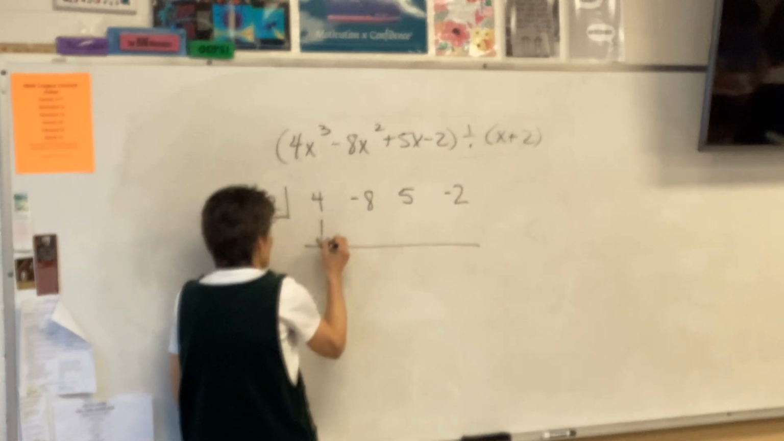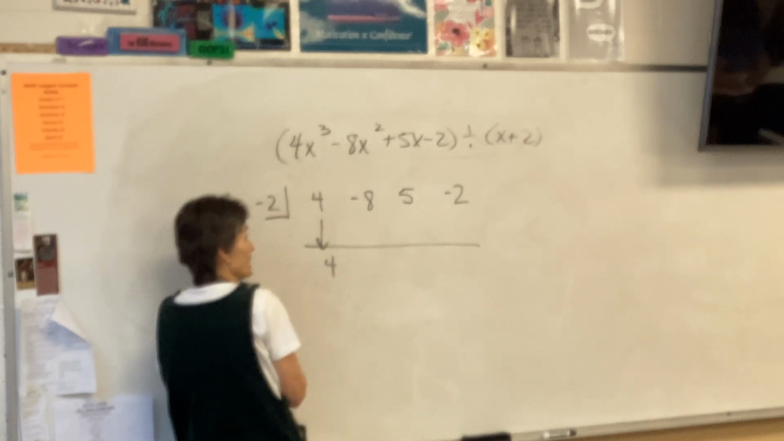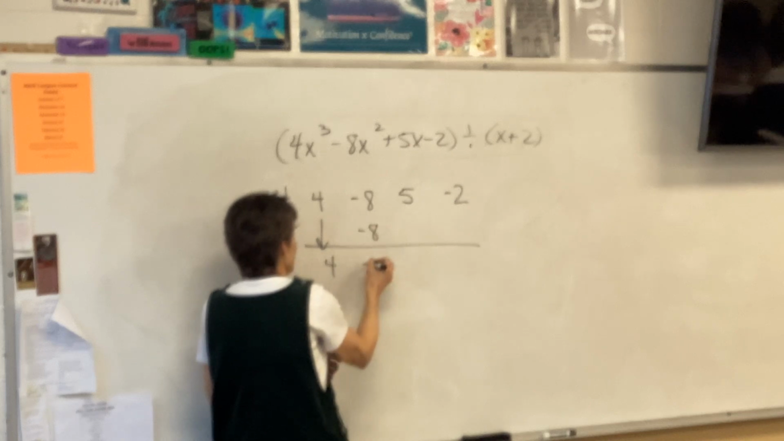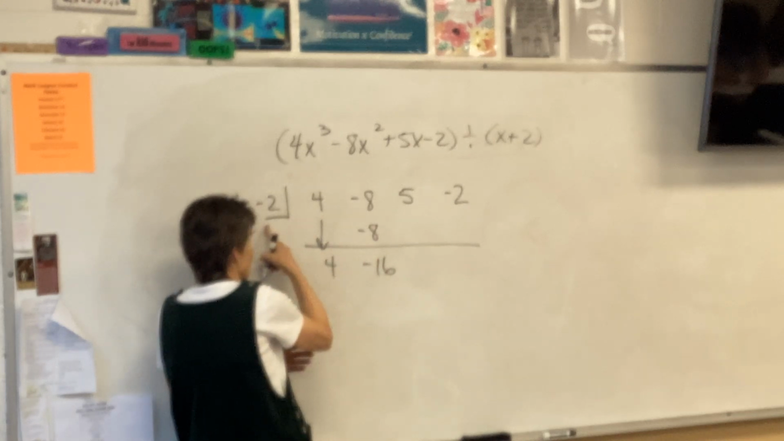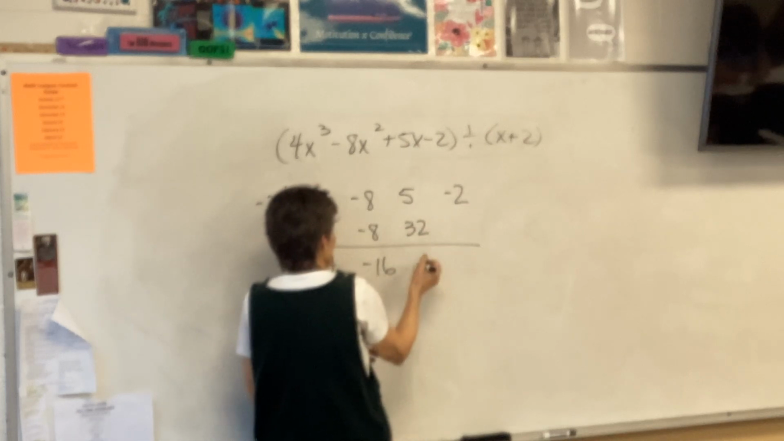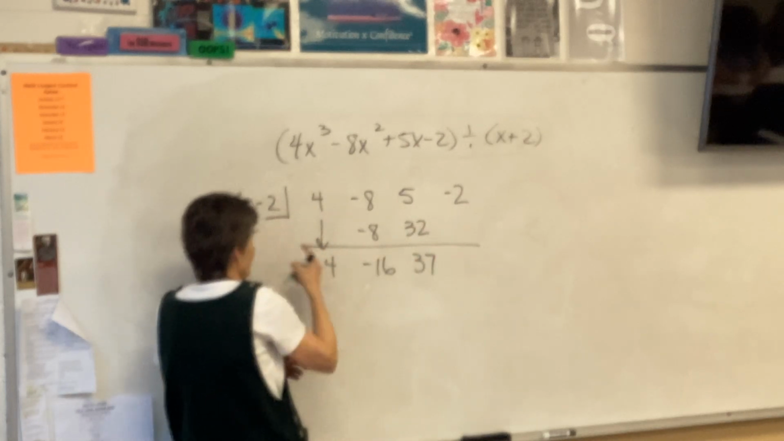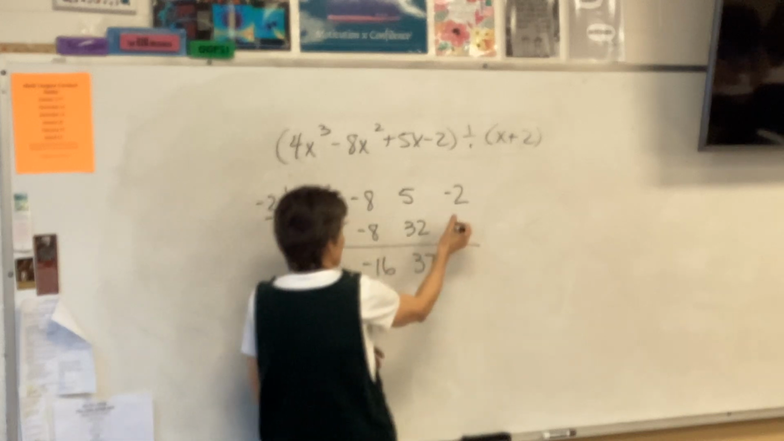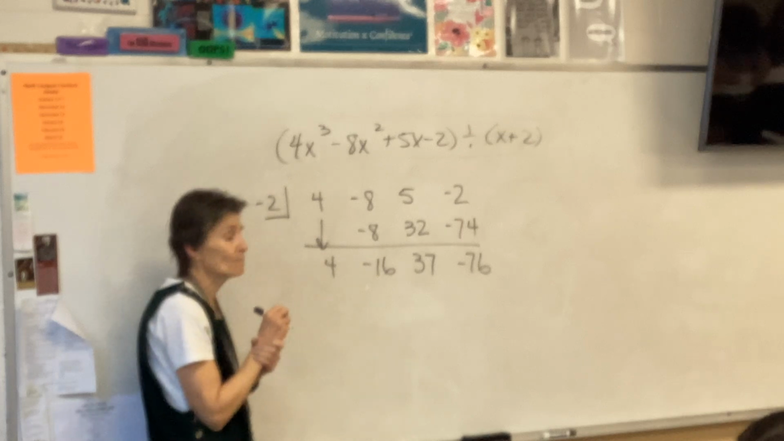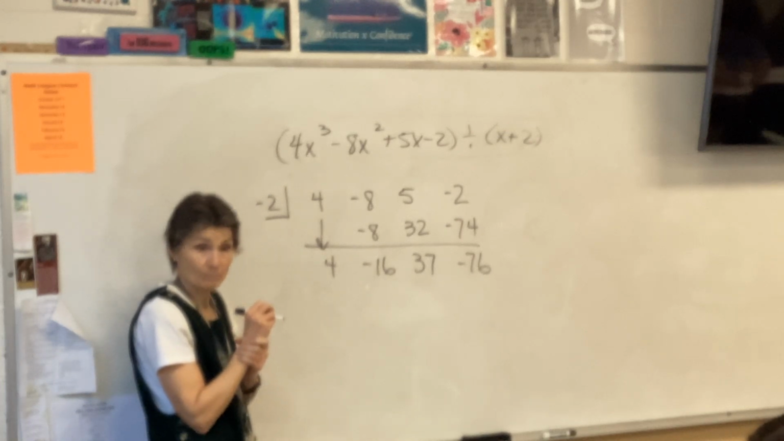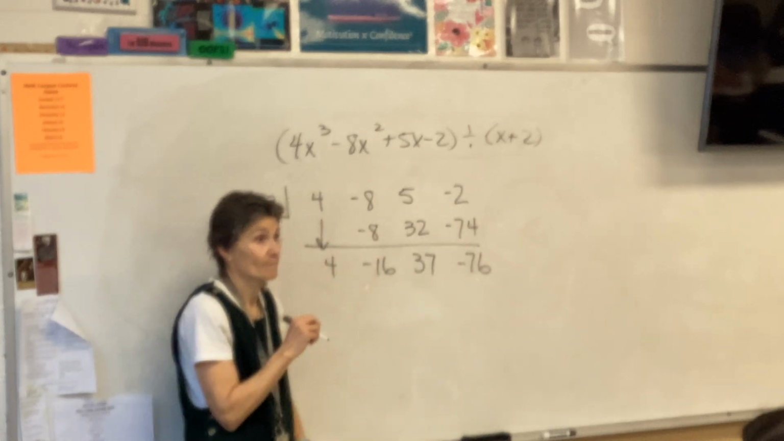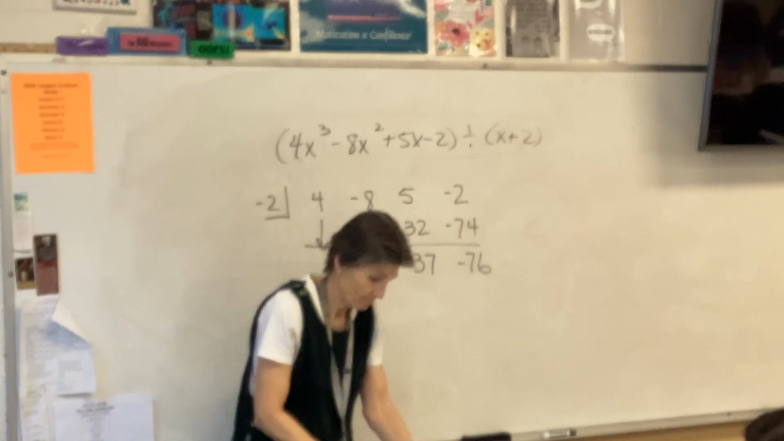The 4 drops straight down, and now we're ready to multiply. -2 times 4 is -8. -2 times -16 is 32. And -2 times 37 is -74. So what was the question? Find the remainder. So the remainder is -76. Easy. Easy.